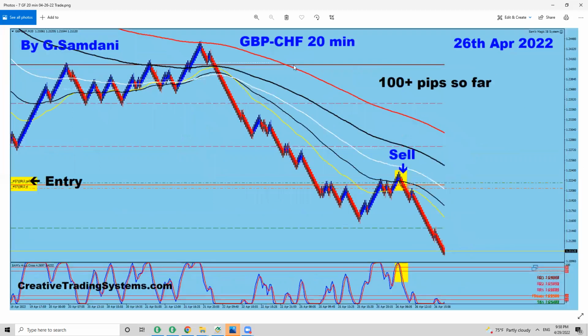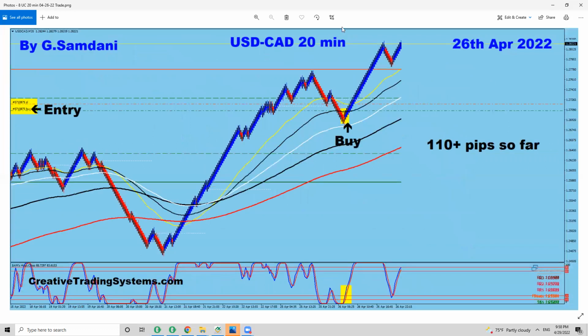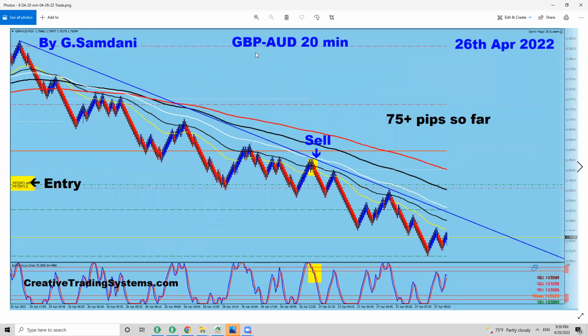Now on the 26th, pound franc, sell order here, nice and clean, straight line, 100 pip. This one, USD CAD, USD getting strong, sending this pair up for 110 pip on the 26th. And here, pound Aussie, beautifully trending to the downside. All of these are beautiful entries, this one, this one, and keep going. 75 pip here, sell order on the 26th.